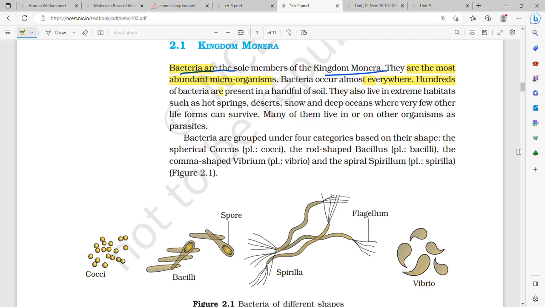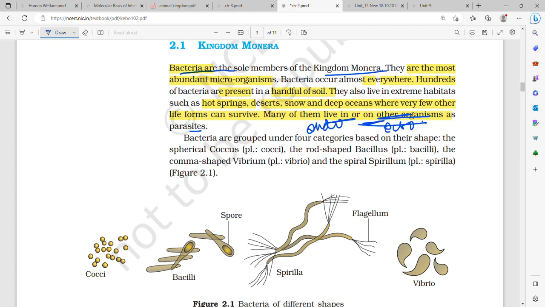Hundreds of bacteria are present in a handful of soil. They can also live in extreme habitats such as hot springs, called thermoacidophiles. Sorry, it will come in archaebacteria. Hot spring, desert, snow, deep oceans, in many places where few or no life forms can survive, there bacteria will survive. Many of them live in or on other animals as parasites. Living in other animals is endoparasite, and on is ectoparasite.